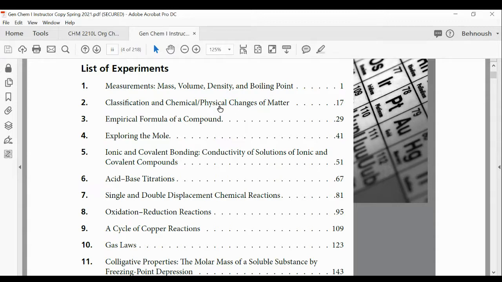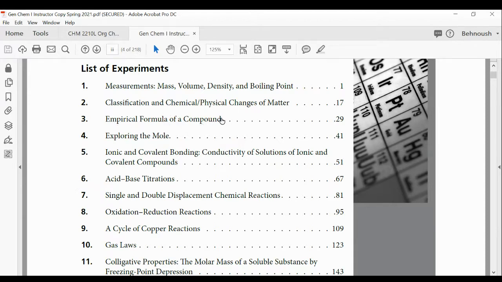For classification of physical and chemical changes, if a change is given, you should be able to recognize whether that is a physical change or a chemical change. Examples.